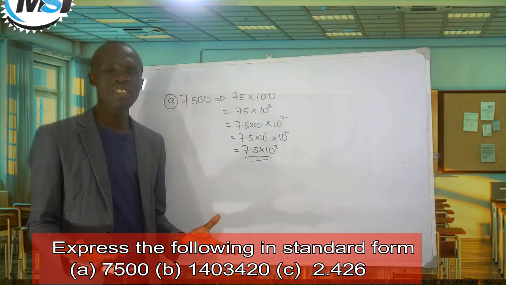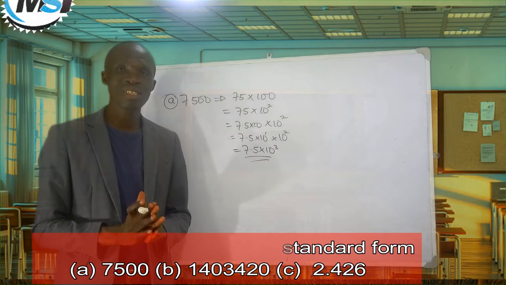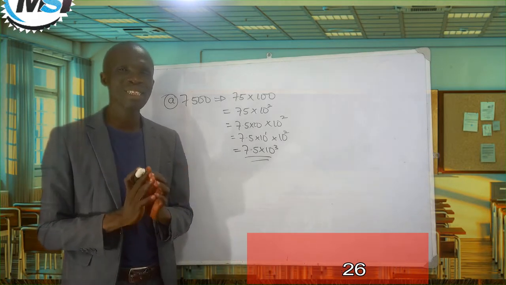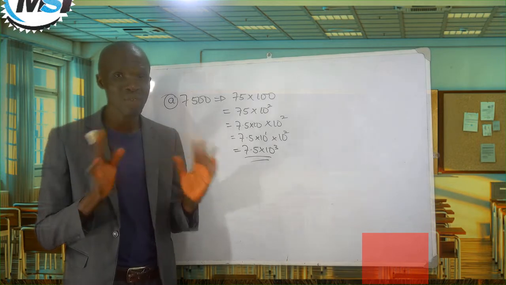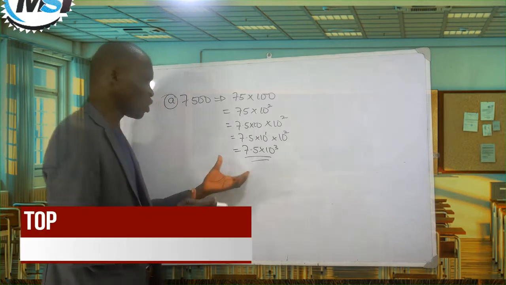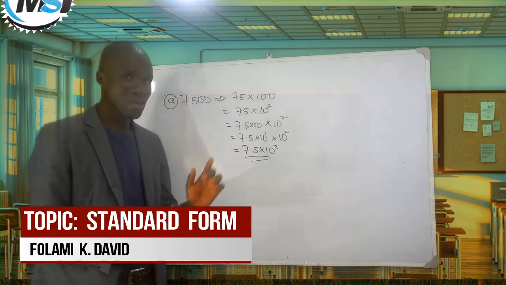You can solve it in different forms. That is what I always tell my students. Mathematics is not a prototype. It's not one-way traffic. Mathematics allow you to think in a different way and we still arrive at the same answer. So you can use another method and you will still get 7.5 times 10 raised to the power 3.